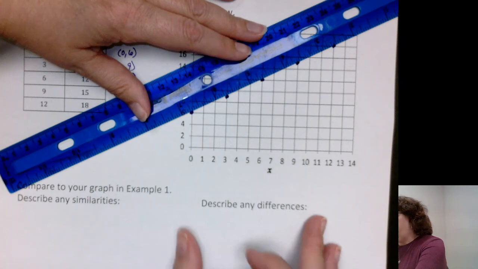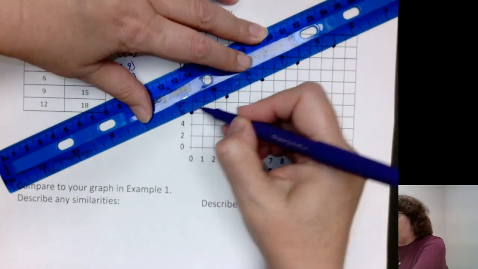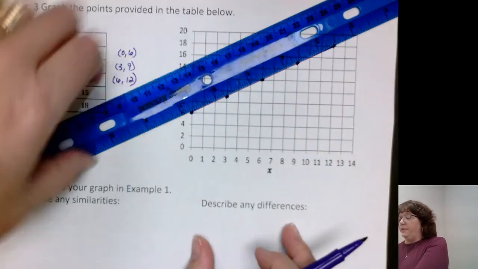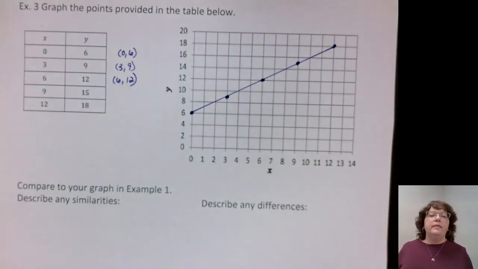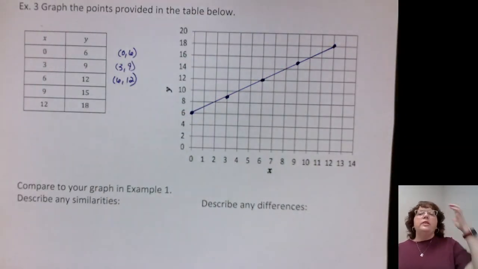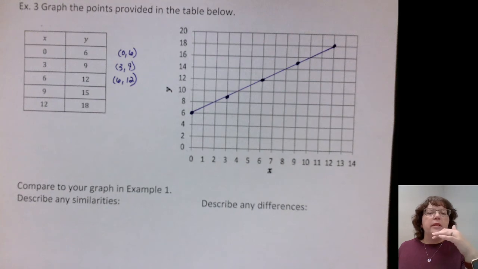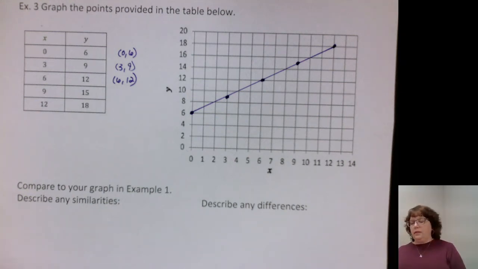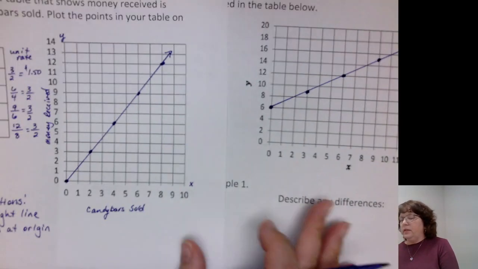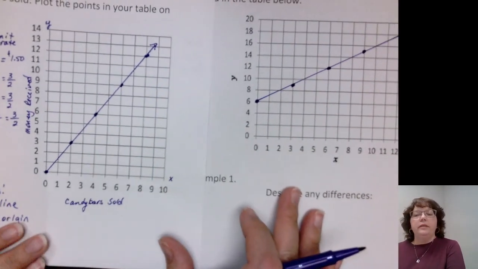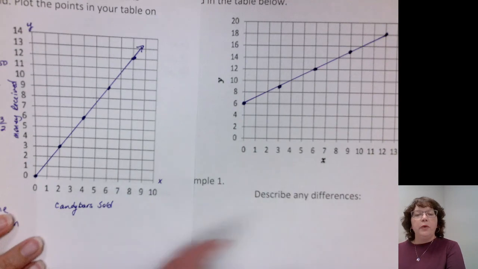Well, they look pretty straight to me. What about you guys? Okay, I agree. So it's a straight line, right? This is a straight line. But what's different about this graph from that other one that we did? Let's see if I can find it real quick. Here it is. What is different between these two graphs? They're both straight.